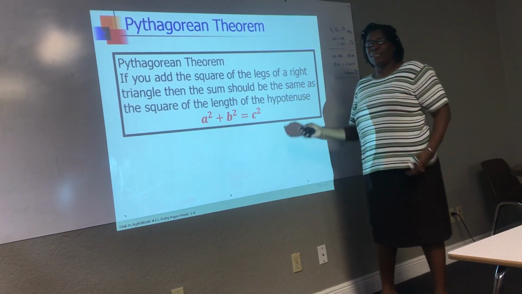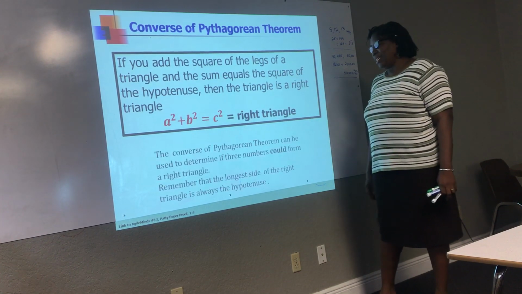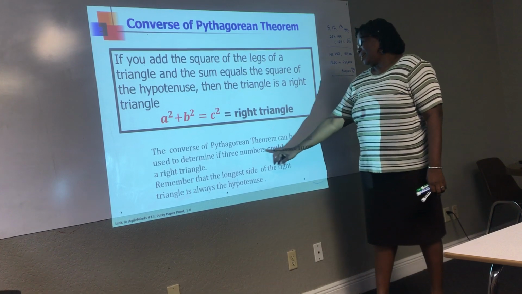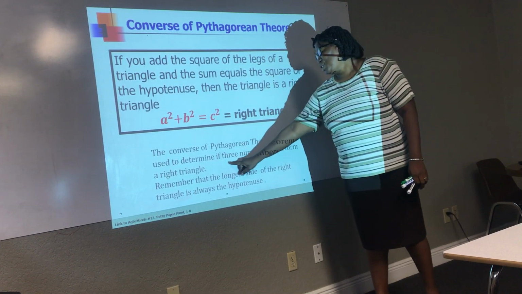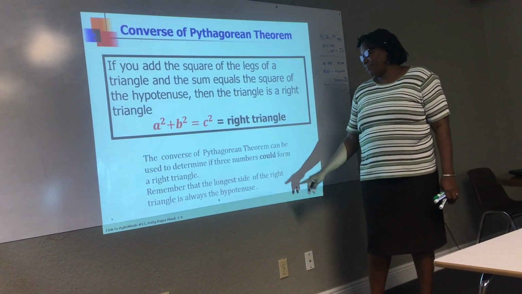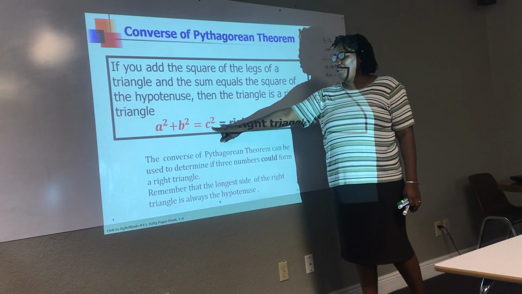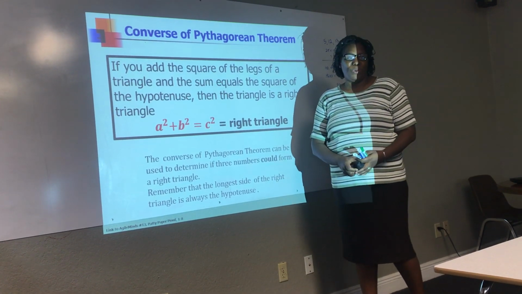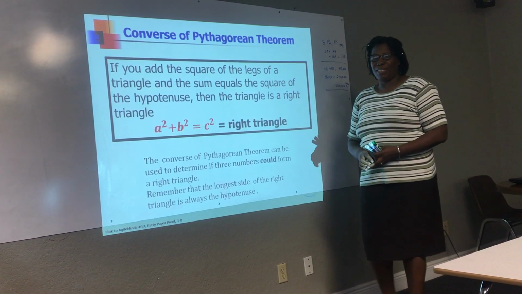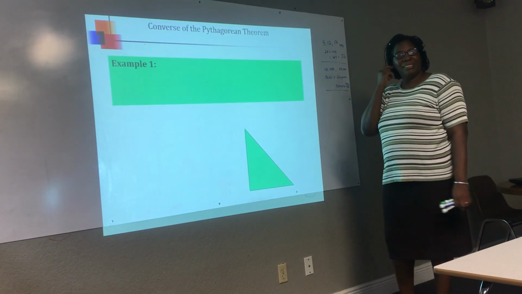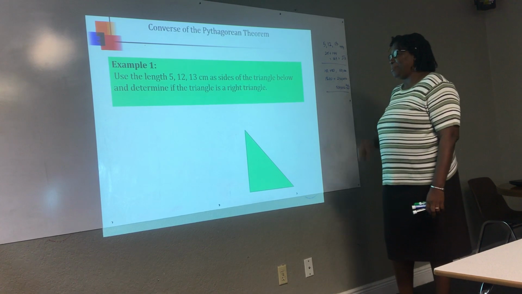In this lesson, we're going to use the converse, which shows that any triangle where the three sides satisfy the Pythagorean theorem, then we know for sure that it is a right triangle. We're going to do an example.